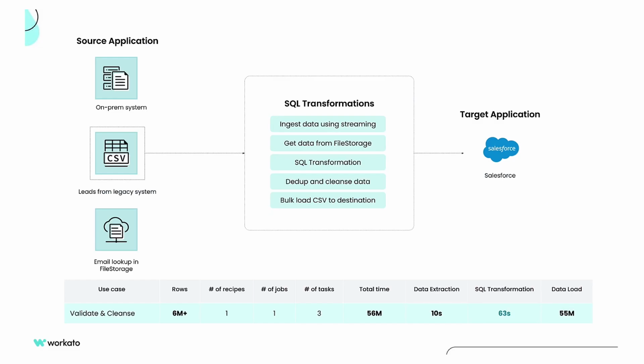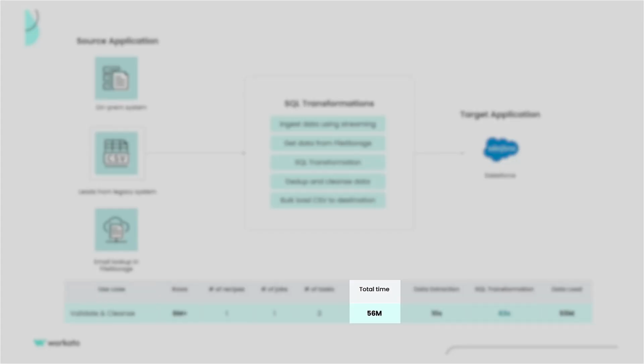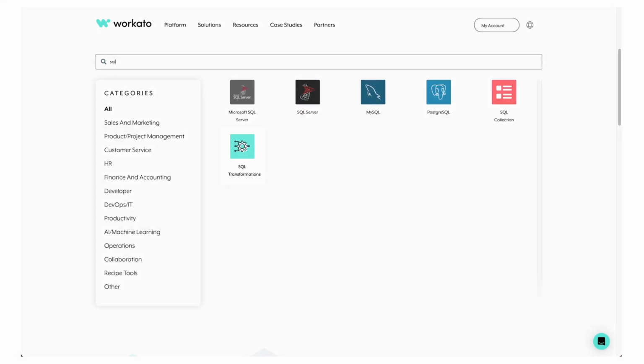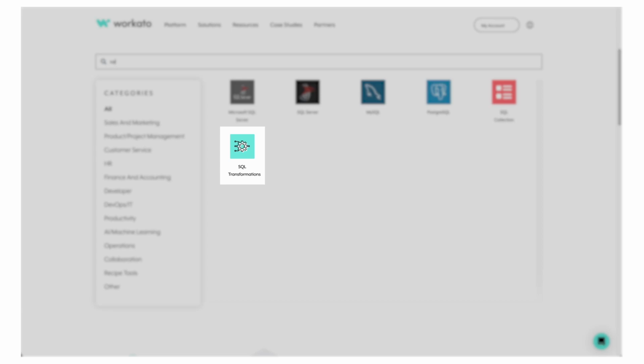The total time for this whole automation to process, transform, and upload several millions of rows is approximately 56 minutes, but it's important to note that the transformation itself only took 1 minute. The majority of the time was spent loading the data into Salesforce. Using SQL transformations, we've sped up this process 100x had this same dataset been processed in batches or row by row. And this is just one example of how you can use SQL transformations over a large volume of data.